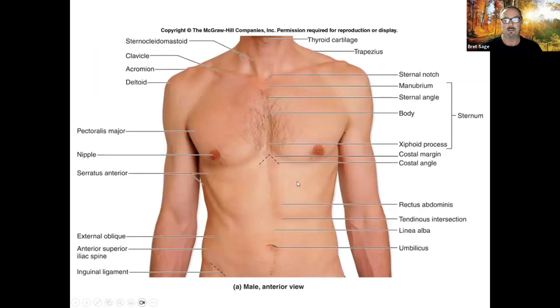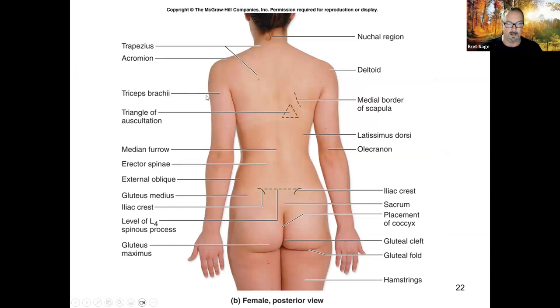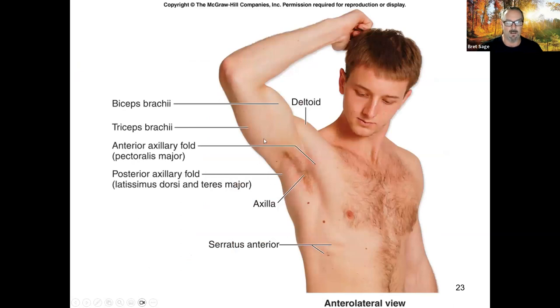These are some key superficial anterior thoracic structures that you should know. These are posterior thoracic structures that you should know. These are some areas under the armpit, or axilla, that you should know.